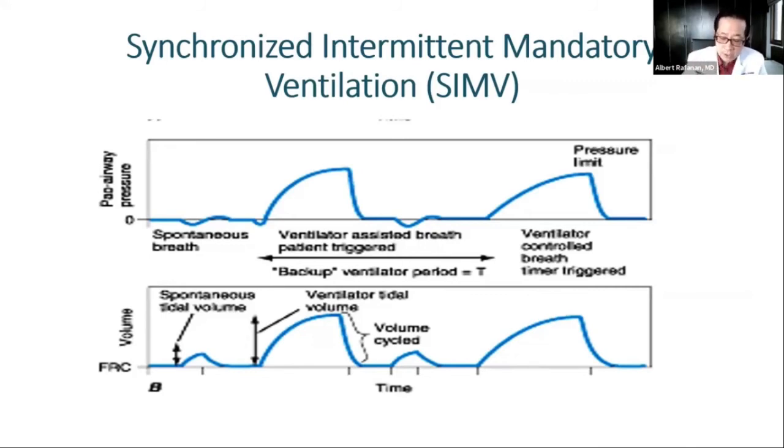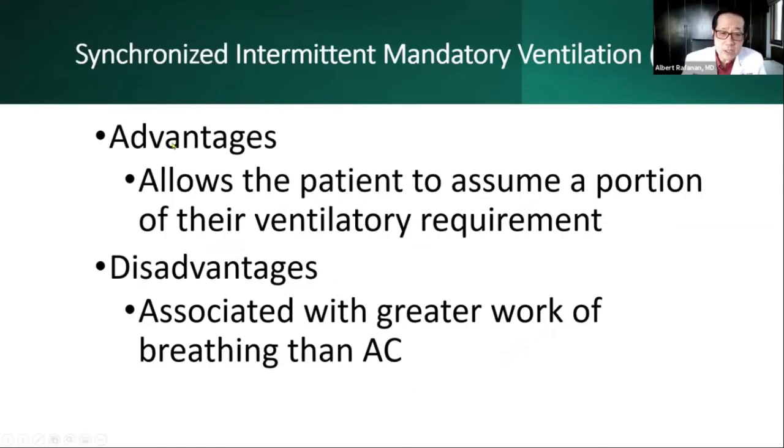It will continue to just give 4 breaths because that is the preset number of ventilations you're giving. The advantage of this is that it allows the patient to assume a portion of their ventilator requirement, that is spontaneous breathing. With assist control, you cannot wean the patient because the patient is being ventilated every time they take a deep breath. The disadvantage is it's associated with a greater work of breathing than assist control because they have to assume some of the work of breathing.